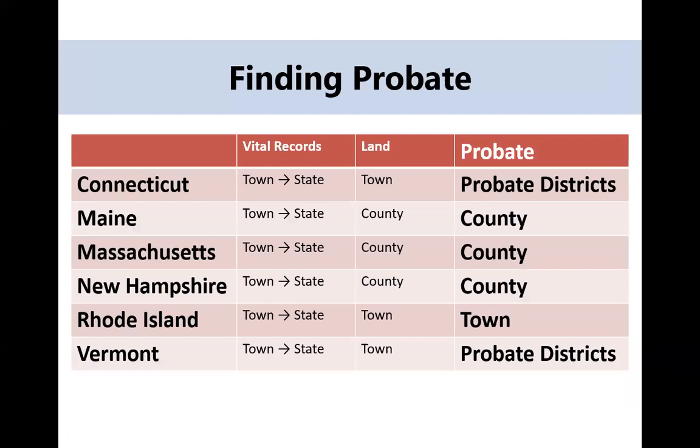Now, finding probate in New England can be challenging. 3 of the states maintain probate at the county level: Maine, Massachusetts, and New Hampshire. Rhode Island has probate at the town level, and Vermont and Connecticut group towns into what they call probate districts. Although do know that after 2011, Vermont Probate District is the same as the county, but most of you aren't looking for probate after 2011, you're looking for it several hundred years earlier.